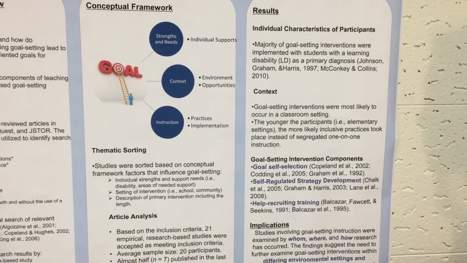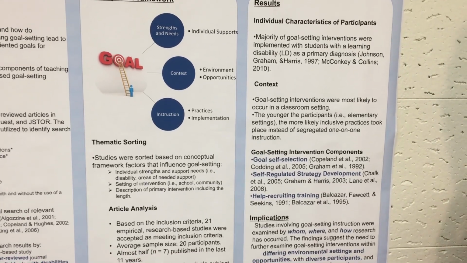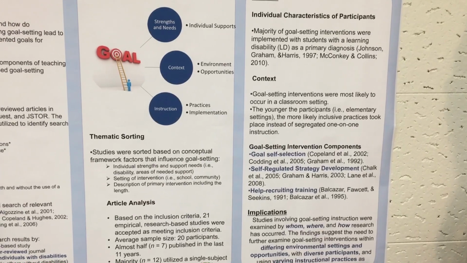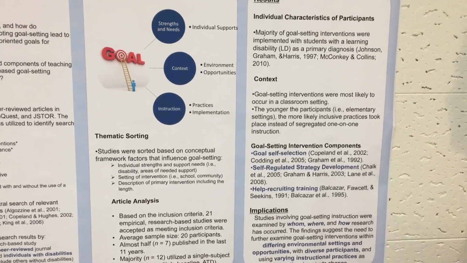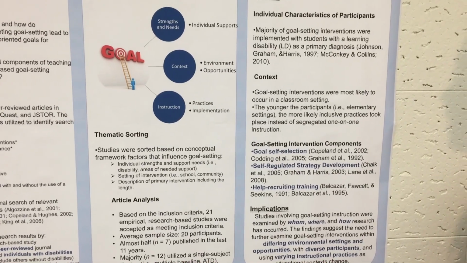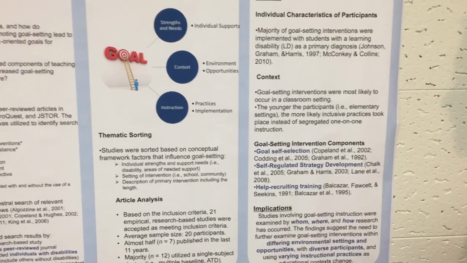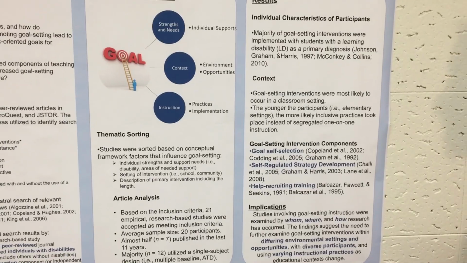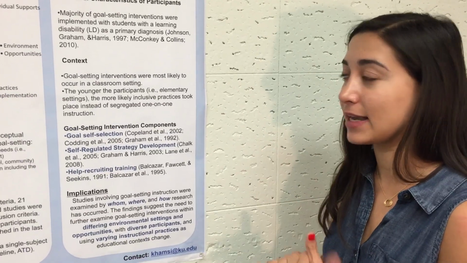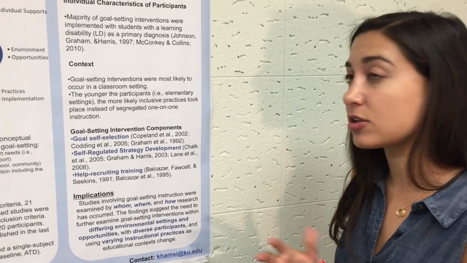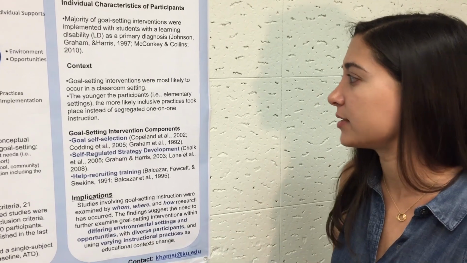Goal setting interventions were most likely to occur in the classroom setting and not necessarily in community-based settings. And as it pertains to the setting, they were more likely to be in an inclusive setting if they were in an elementary setting with younger participants, and more likely to be in a segregated or one-on-one setting if they were with secondary education students. So that's also an interesting finding, something that's a trend in the literature.